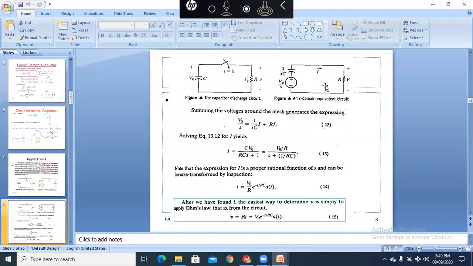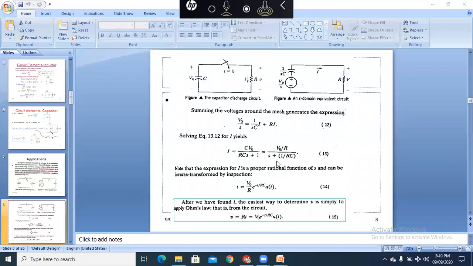So the impedance is R plus 1 by SC, into I is equal to V naught by S. So from this we calculate the value of I, which is CV naught by RCS plus 1, right? So we can also rewrite this in the form V naught by R over S plus 1 by RC.